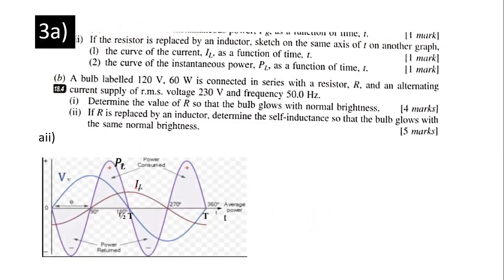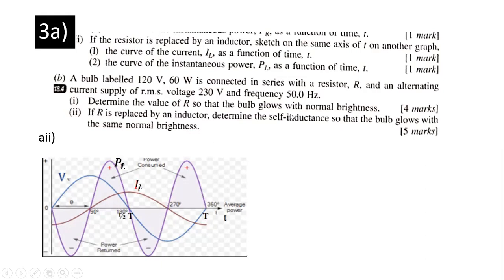There's a voltage, there's a current, there's a power. More memory work. The key to remember is that V leads I. That's how you check: does V lead I? Correct, V leads I.